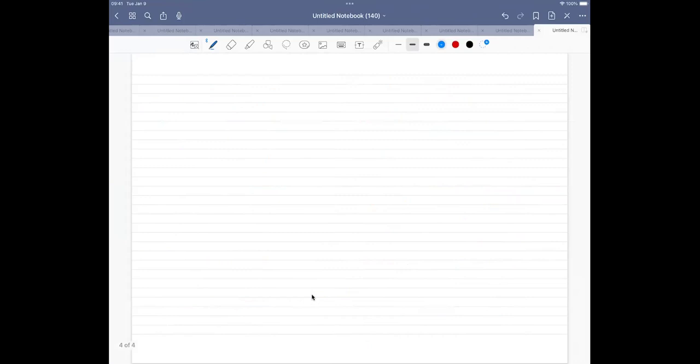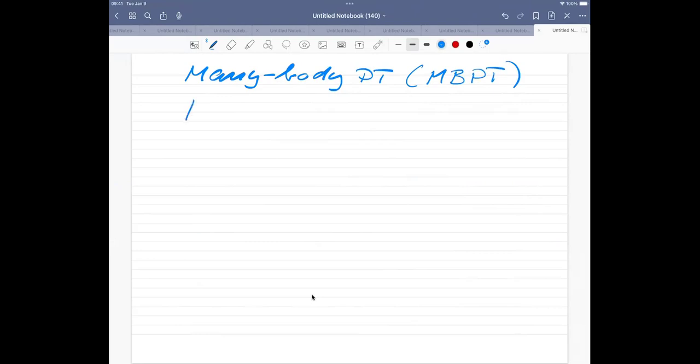But now we're going to bring back the expressions and the derivations of many-body perturbation theory. So let's now look at many-body perturbation theory, PT, which we are going to shorten to MBPT. And what we start with is the exact wave function. So this is a reminder of what we have on that video.